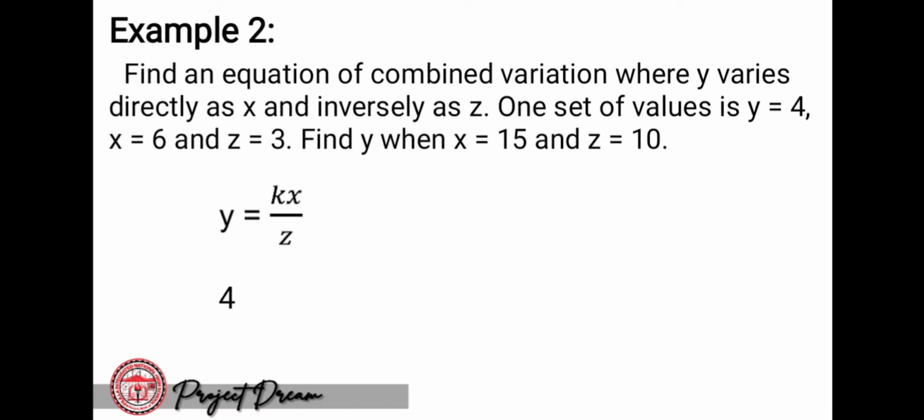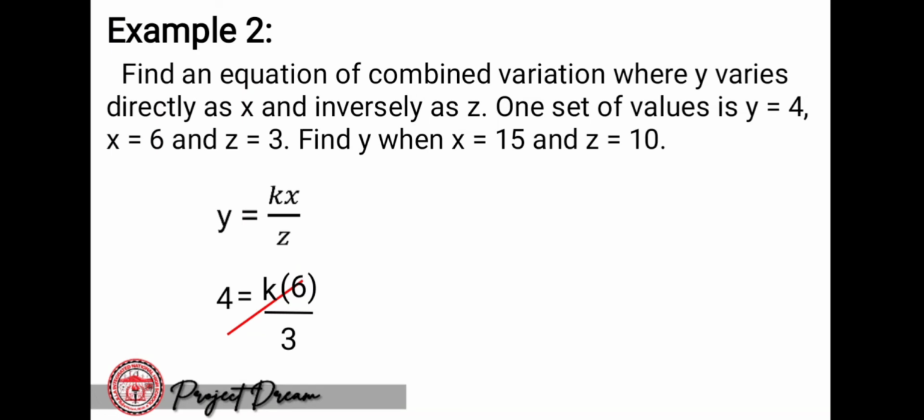Ang value ni y ay 4. Makikita nyo dyan sa problem natin. Equals, so sulat natin si k since siya yung hinahanap. Value ni x, which is 6. And then, value ni z, which is 3. We will apply cross multiplication. So, it becomes 6k because ang denominator ni 4 ay laging 1. So, 6k times 1 is equal to 6k equals 4 times 3 is 12.